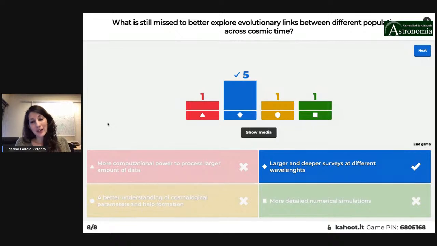But currently, the most missed thing, I would say, is to get larger and deeper surveys, and specifically at different wavelengths, because currently we have been exploring mostly optical wavelengths, and we really are behind in radio wavelengths or submillimeter wavelengths. That is, in my opinion, the part most needed right now.